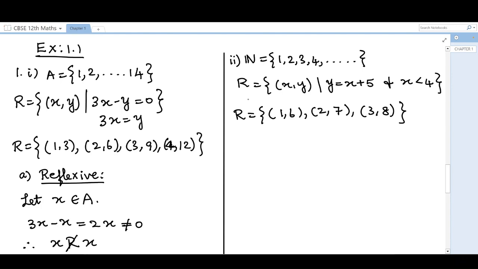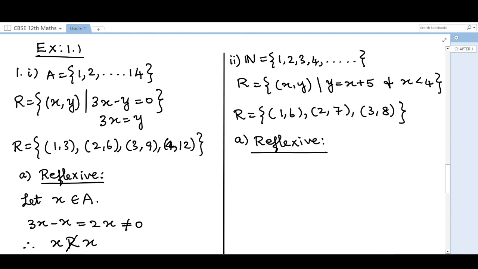Now we have to verify the three properties. Number 1, reflexive. So if you take an element from the set N, it should be related to itself. So if you take 1, it should be related to itself. 1, 1 should be there, but we don't have that. So we can say the given relation R is not reflexive.